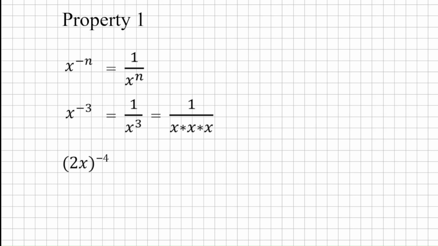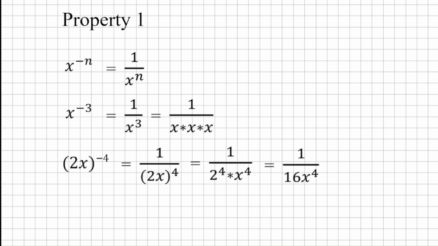2x raised to the power of negative 4 is equal to 1 divided by 2x raised to the power of 4, meaning 1 divided by 2 raised to the power of 4, multiplied by x raised to the power of 4, which is 1 divided by 16x raised to the power of 4.